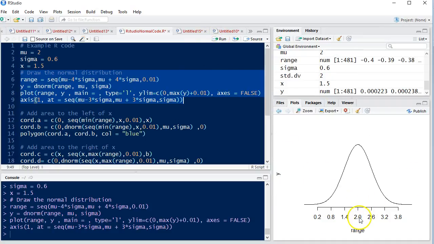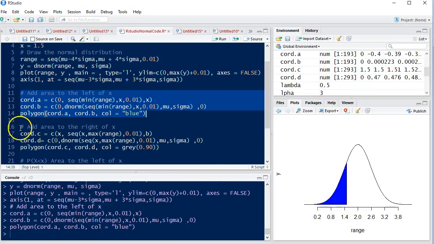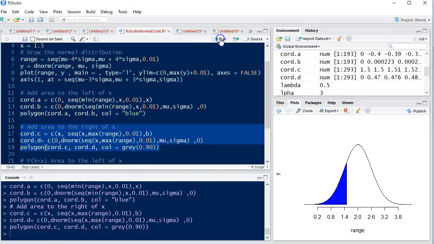And we have a mean of 2 and 1 standard deviation up from the mean is 2.6, 2 up is 3.2, 3.8 is 3 standard deviations up from the mean, and you can see that that's about the same for the standard deviations below the mean. So this is what the normal distribution looks like. Now if I want to add the area that falls below my x value, I can run this section of code and I can see that it's this section down below 1.5. And if I want to look at the area that falls above that, I can run this section of the code and I can see that it's about that much area.